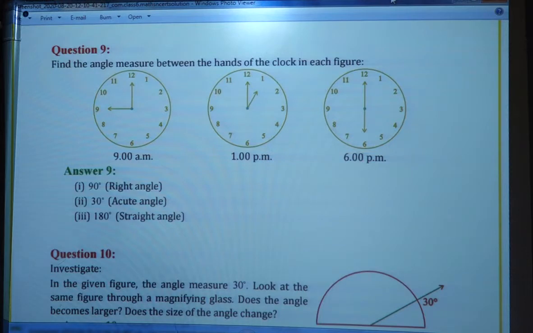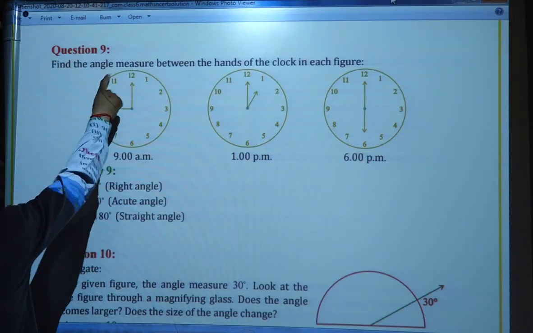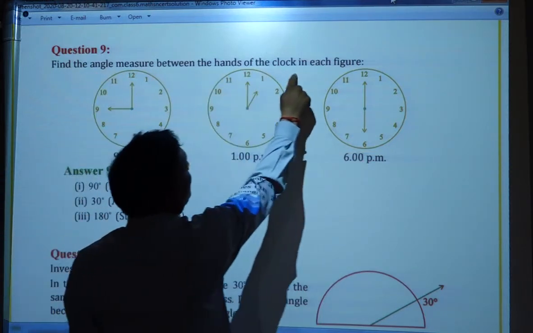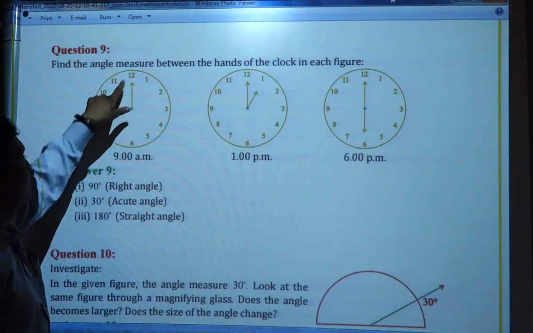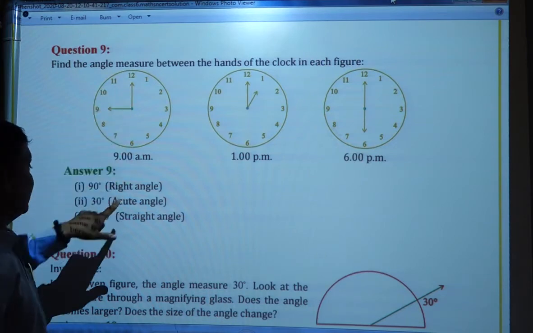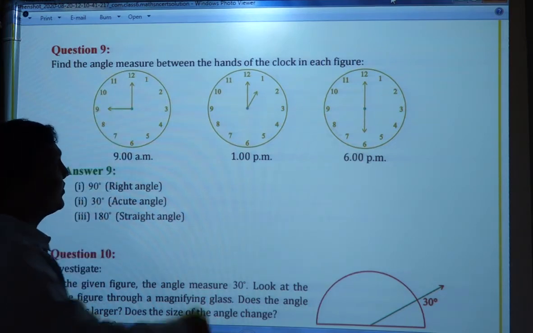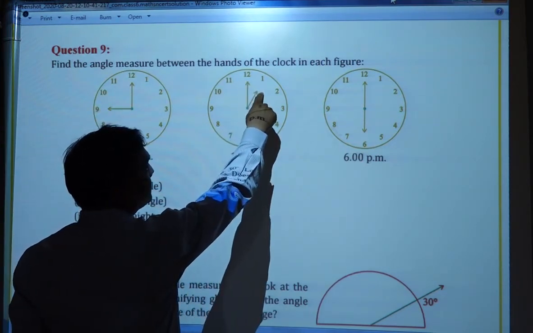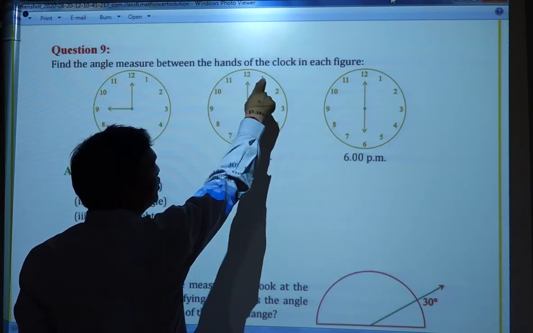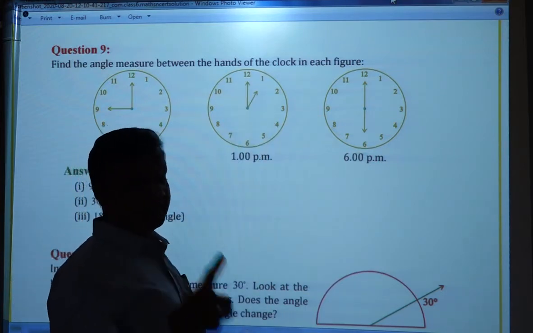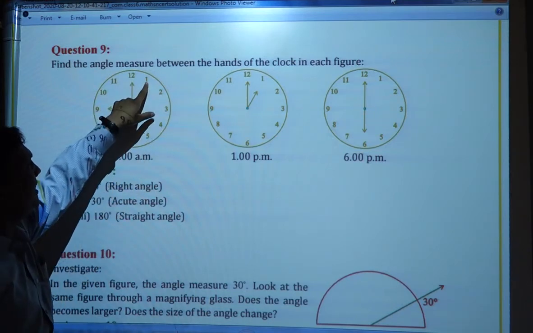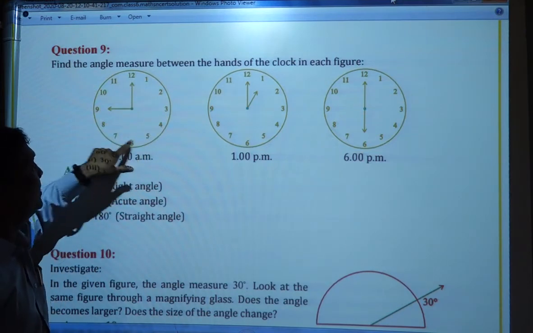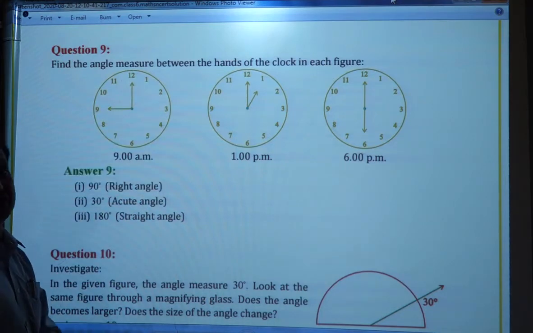The next question is, find the angle measured between the hands of the clock in each figure. It is 9 o'clock, 9 to 12. It is what? Right angle, 90 degrees. It is 12 to 1, meaning between these two, one number means 30 degrees. Please remember, 12 numbers are there, each number is 30, 30, 30, 30, 30. When you add it, it becomes 360 degrees.